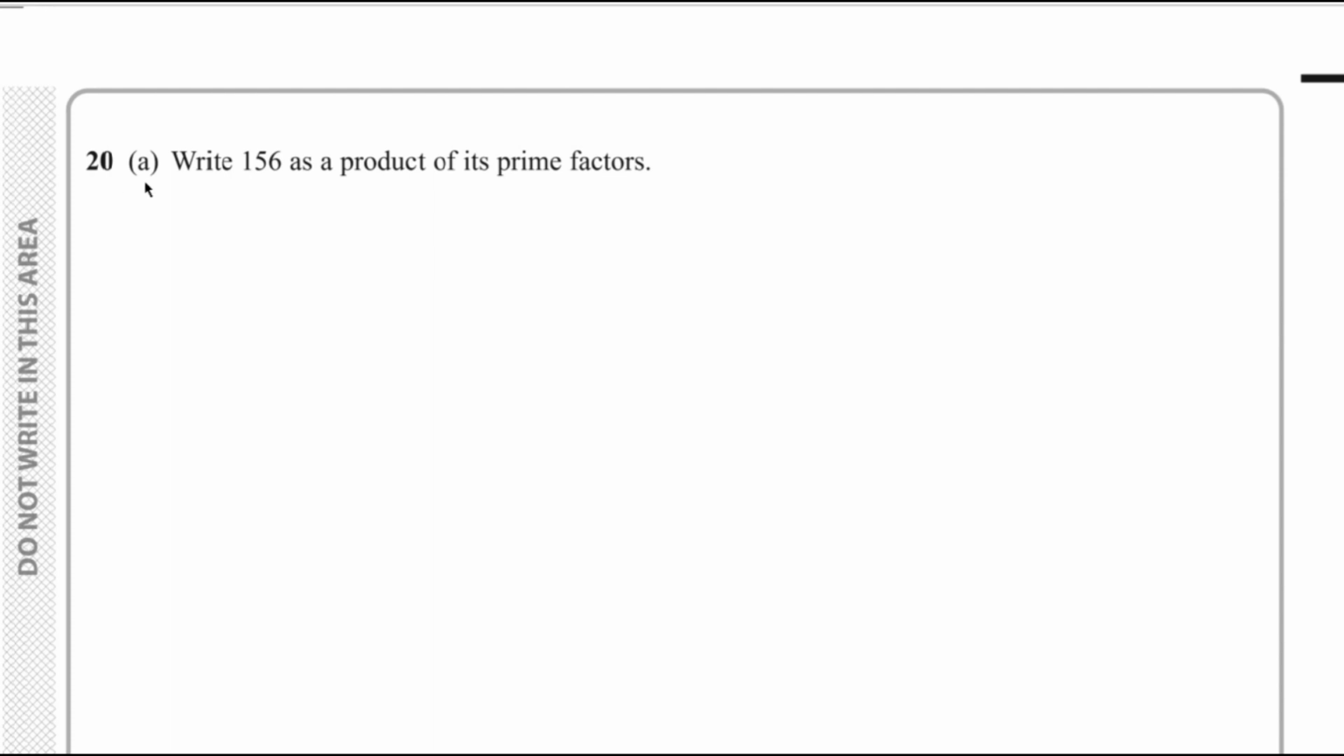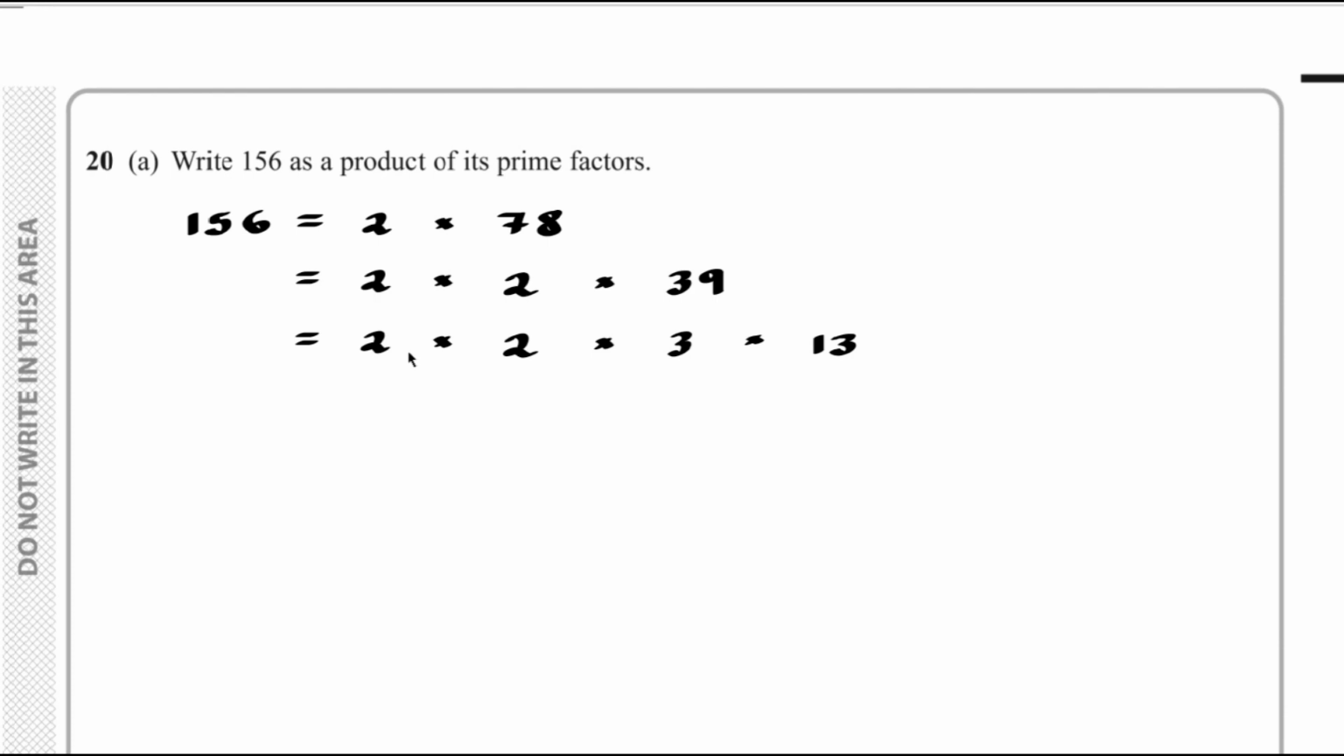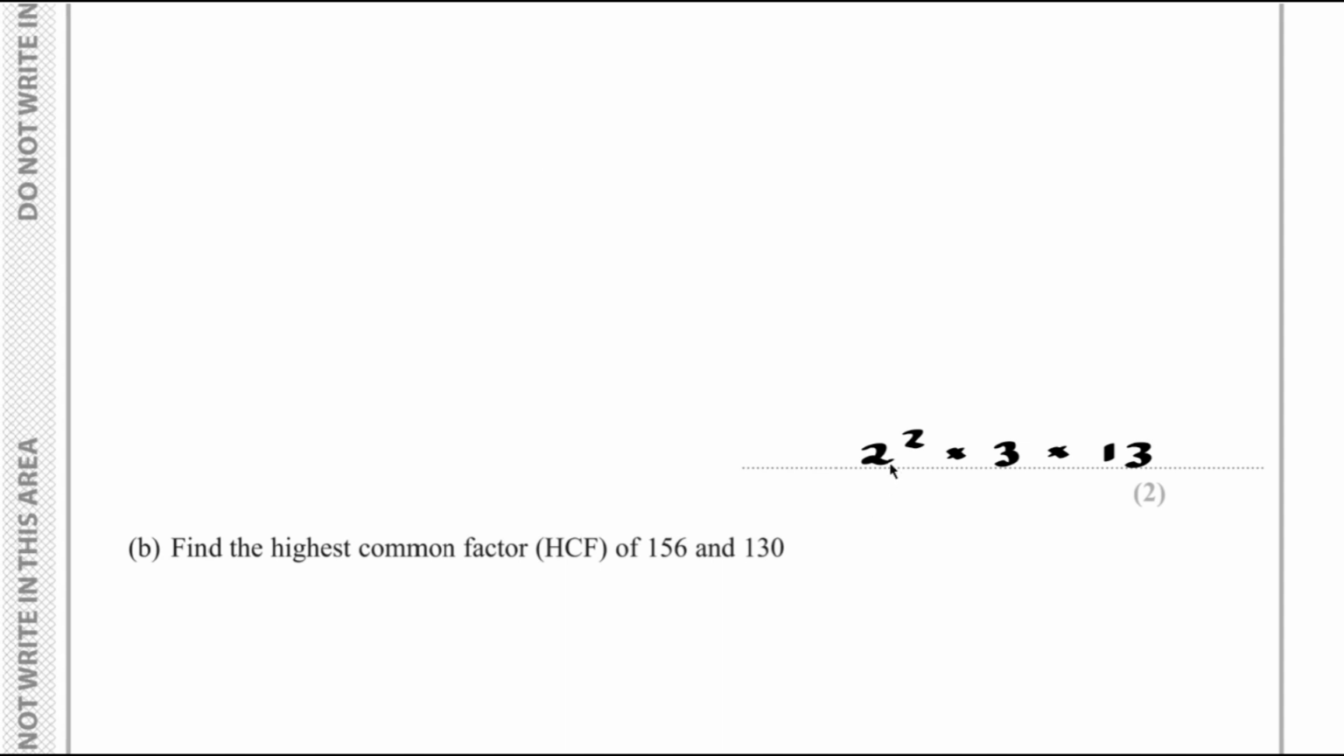Question number 20, part A, write 156 as the product of its prime factors. So I've got this 156, and I can rewrite this as 2 multiplied by 78. 2 is a prime number, 78 isn't, so we can further split up this 78 as 2 times by 39. 2 is a prime number, 39 isn't, so we can further split up this 39 as 3 times by 13. The 2's are prime numbers, the 3 is a prime number, and so is the 13. So 156 is 2 times 2 times 3 times 13, or equivalently 2 squared times 3 times 13.